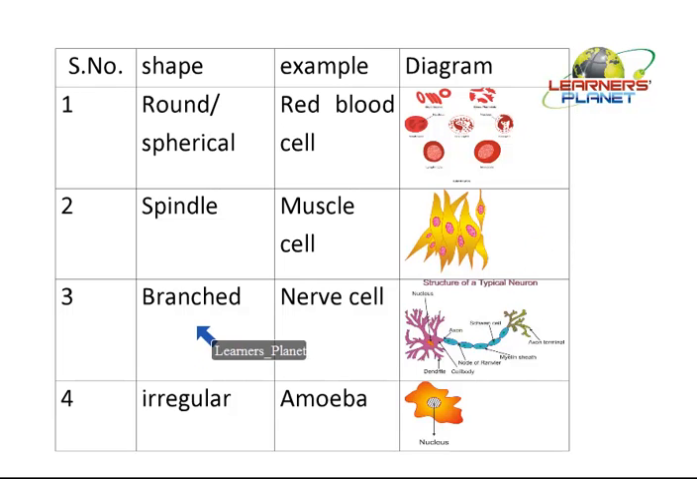Now the other shape, we said, was branched. The example given here is the nerve cell. You can see this diagram. It is a single cell, and in human beings this nerve cell is the largest cell. This nerve cell is also known as a neuron. What is the function of these nerve cells? It is to transmit information from one part of the body to another part. Now you can see the size of the body. Accordingly, it has to communicate over a long region. Hence, the size and shape are given in such a way.